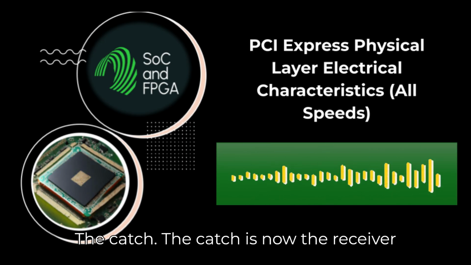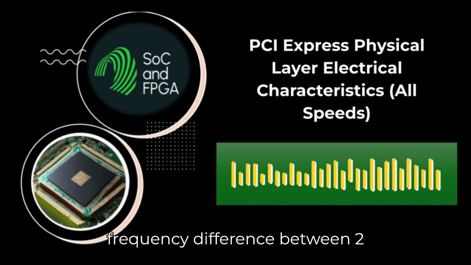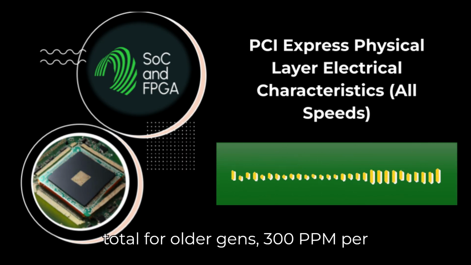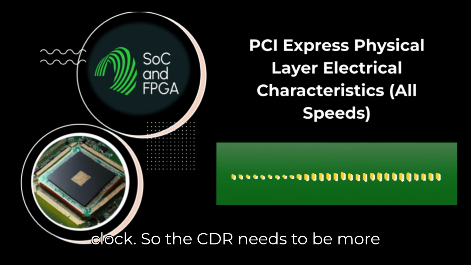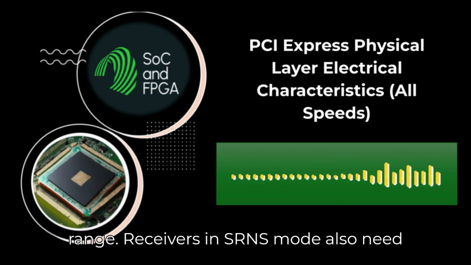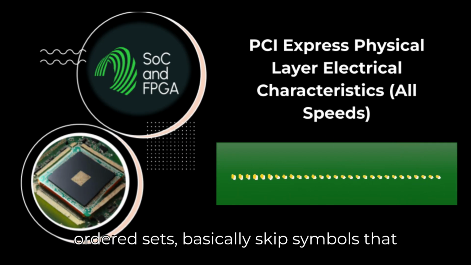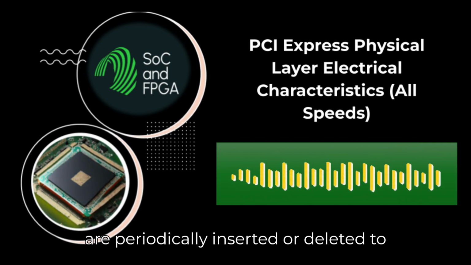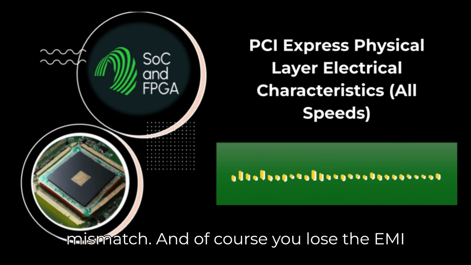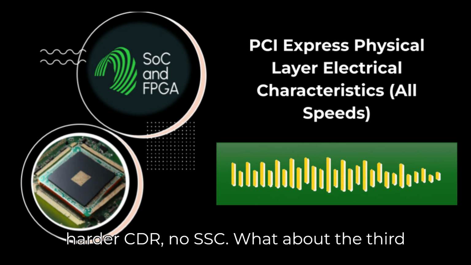Sounds easier. The catch is now the receiver CDR has to handle the full potential frequency difference between two independent clocks. That could be 600 ppm total for older gens, 300 ppm per clock. So the CDR needs to be more robust. Yes. It needs a wider tracking range. Receivers in SRNS mode also need elastic buffers to absorb the timing differences, and they use special SKP ordered sets, basically skip symbols that are periodically inserted or deleted to prevent the buffer from overflowing or underflowing due to the frequency mismatch. And of course, you lose the EMI benefit of SSC. Okay, simpler board, harder CDR, no SSC.